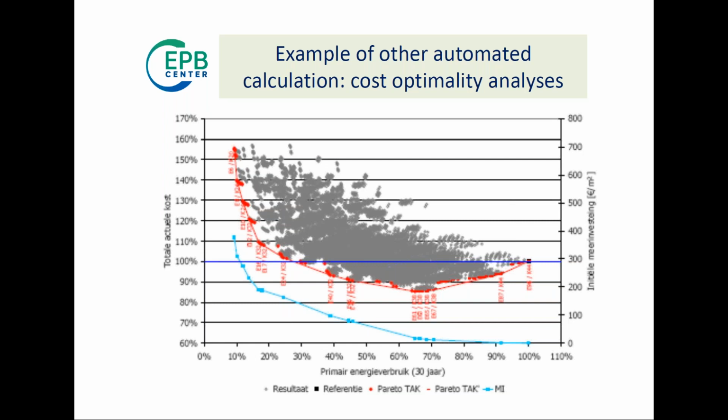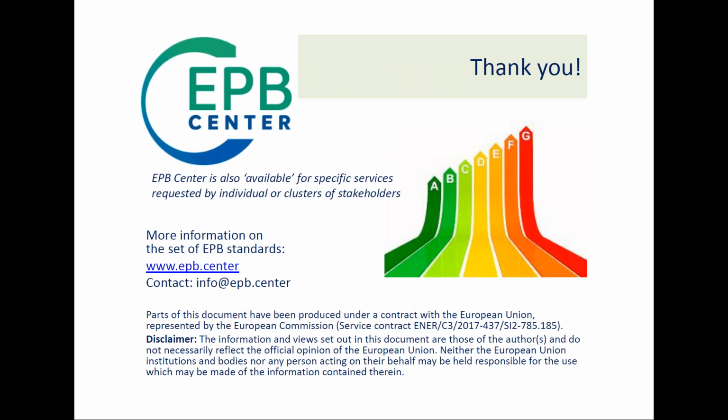And this is an example to round off about cost optimal calculations, where for one single geometry, thousands of sets of technical measures have been calculated automatically, and you see the energy performance on the x-axis and the total life cycle costs on the y-axis. And there you can clearly see what's cost optimal and also what are technologies which can become cost optimal in the future and can be stimulated, etc. So it can provide a lot of insight, this kind of analysis. This ends my presentation, and I now give the word back to Dick.